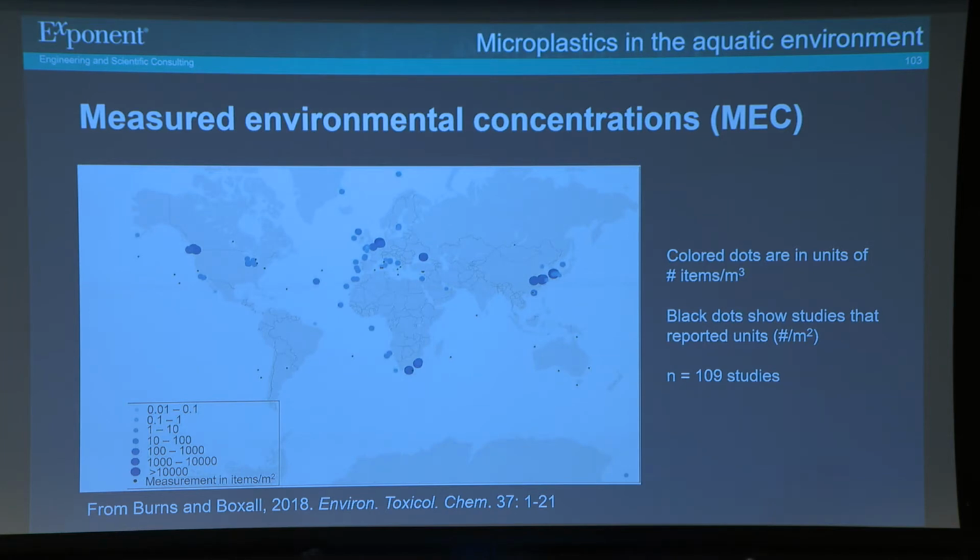The blue dots that you see are in units of number of items collected per cubic meter. And the black dots are other studies that reported in units of number of items per meter squared. So if you take a trawl at depth and bring it all the way up through the water column and capture all those contaminants, it's just the number that's in that vertical water column. So there's a lot of mismatch between the units reported in these different environmental studies. This represents the results of 109 studies that they summarized.